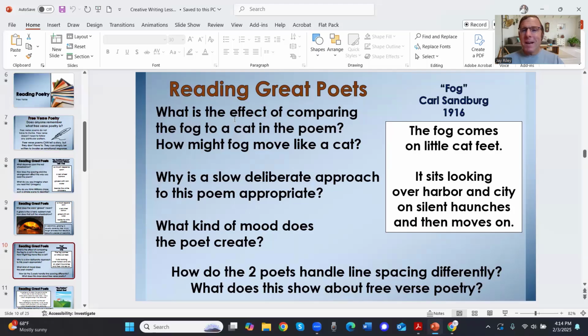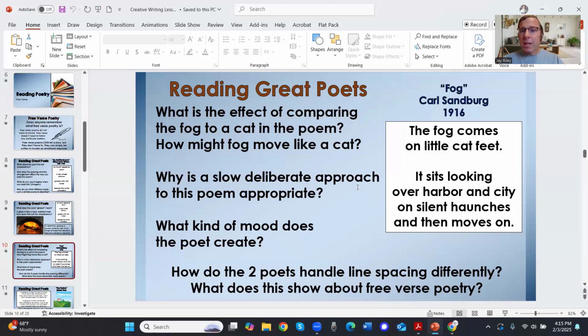So when he talks about the fog being like a cat, I think this is a really great comparison because cats can enter a room and we don't even know they're there. They come in so quietly. And it's the same with fog. Fog isn't like thunder. It doesn't have any loud sound that announces its arrival. So fog comes in very silently and often very slowly, just like a cat.